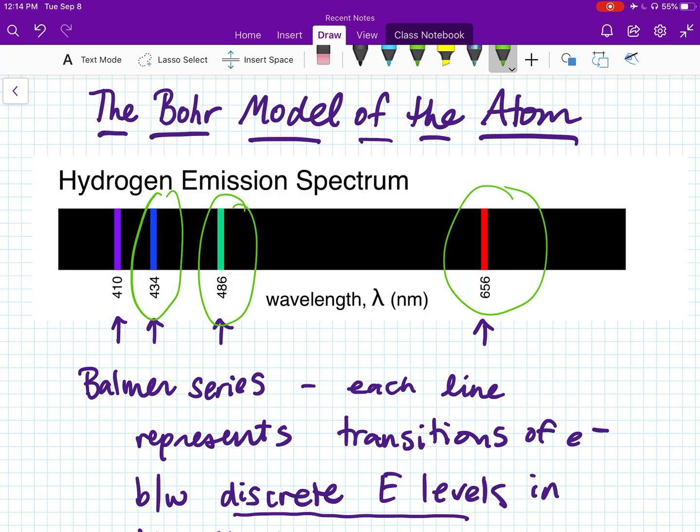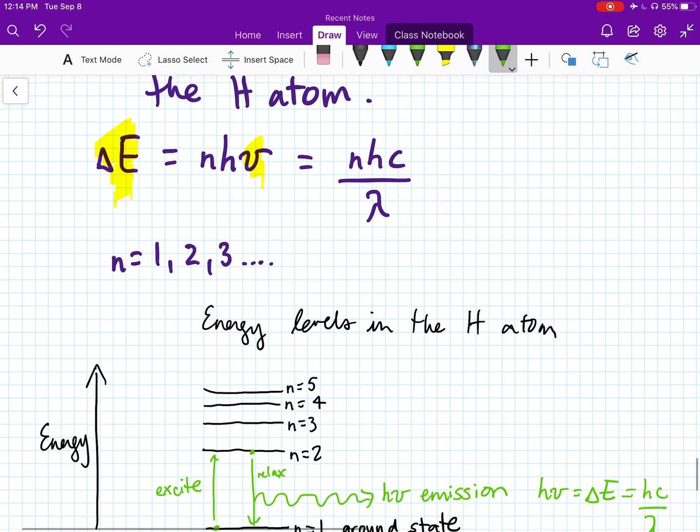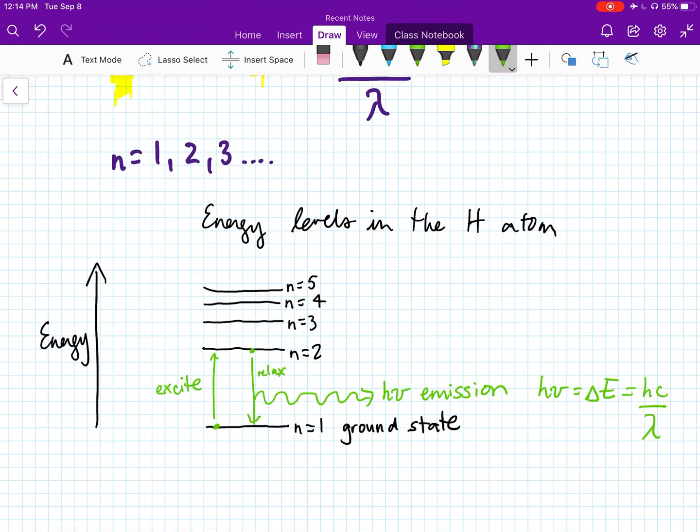You can do some calculations to figure that out, but I'm just giving you an example of why we see those discrete lines. We see the discrete lines in the hydrogen emission spectrum because we're going from one energy level to another. For emission spectra, we're going from a higher energy state to a lower energy state, emitting a photon, and you can measure the wavelength or the frequency of that photon. So you measure the wavelength of light that gets emitted, and then you can calculate the delta E.